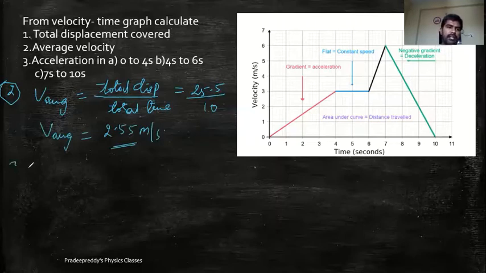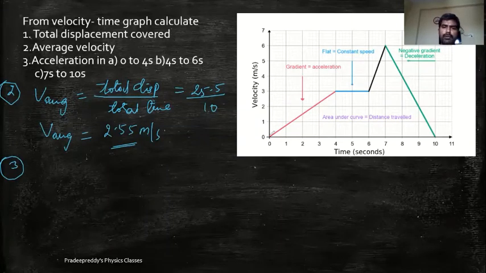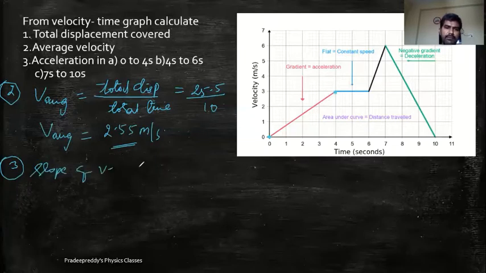Next, question number 3. You should find out acceleration from 0 to 4 second, 4 to 6 and 7 to 10. Now 0 to 4 second. So how do you get acceleration? Slope of the VT graph gives acceleration. Therefore, I should find out the slope over here, right?